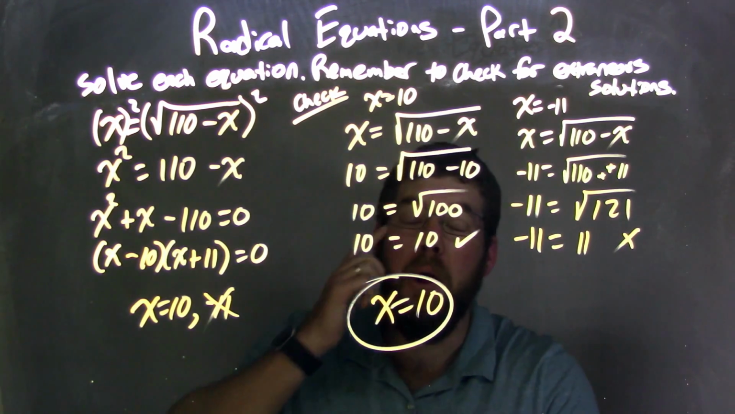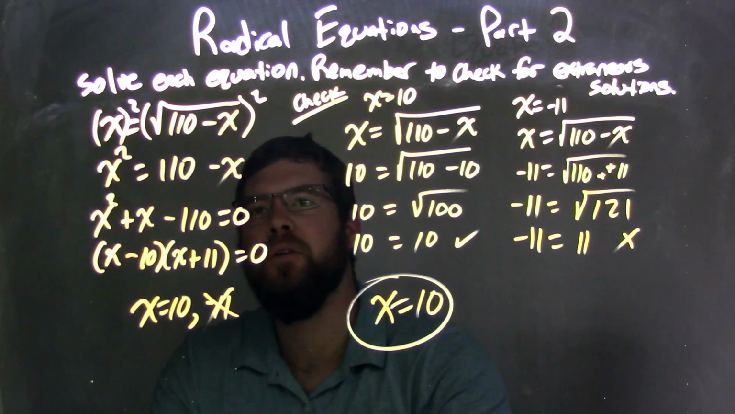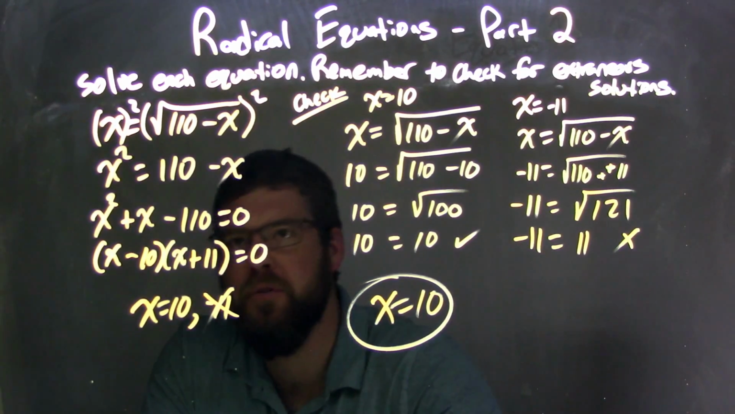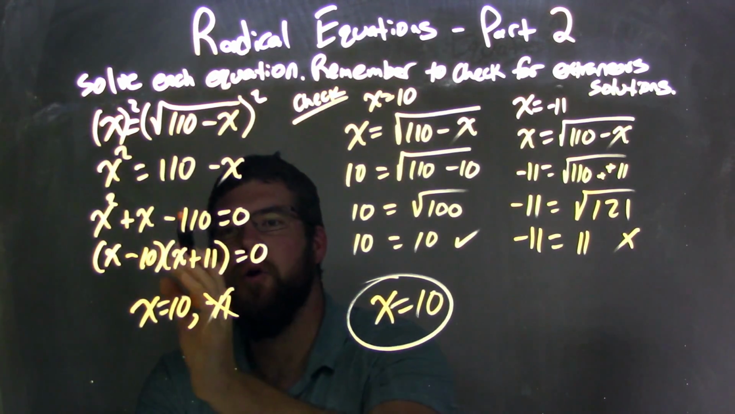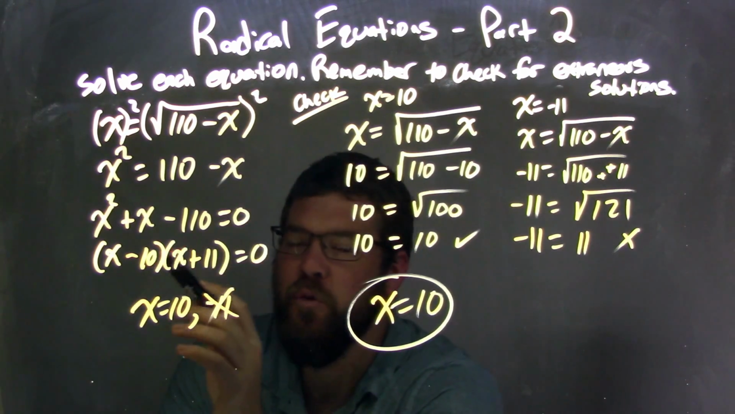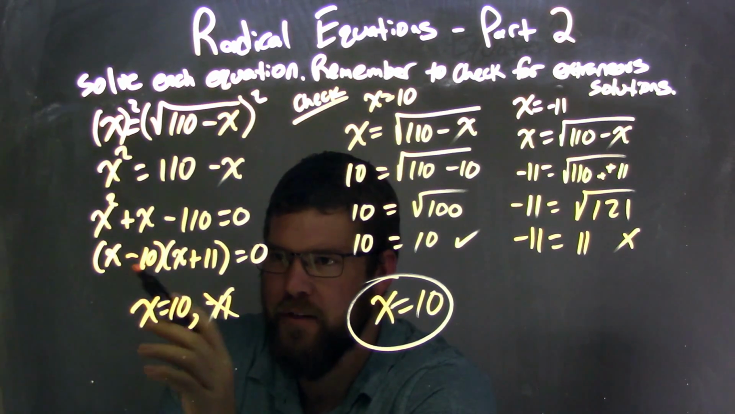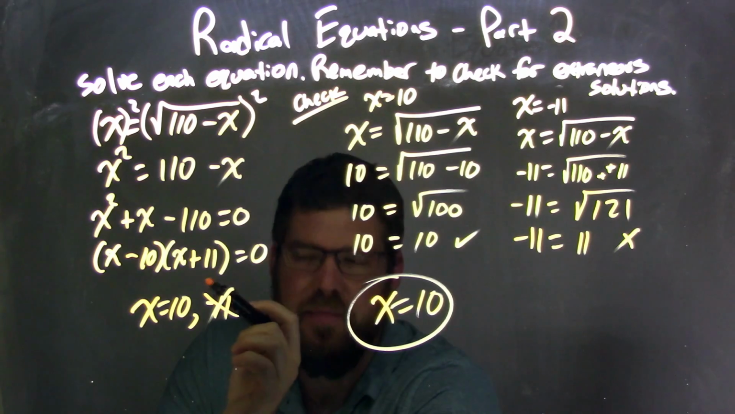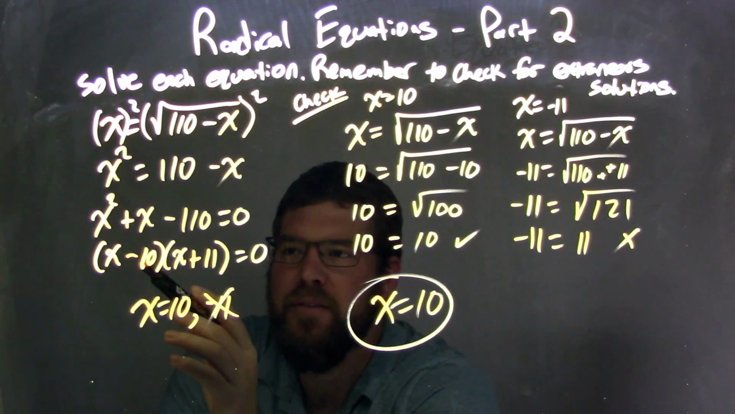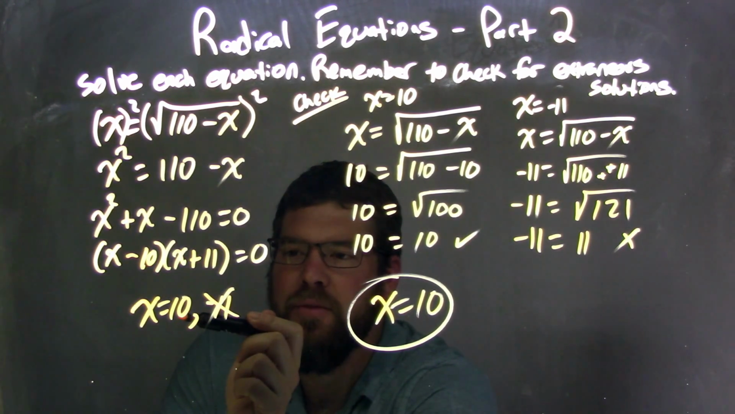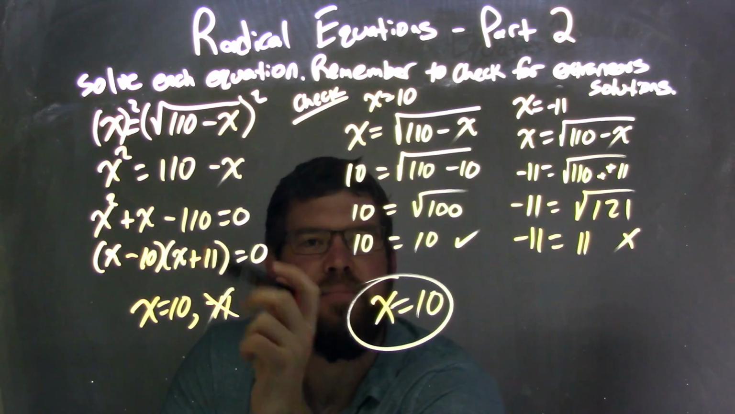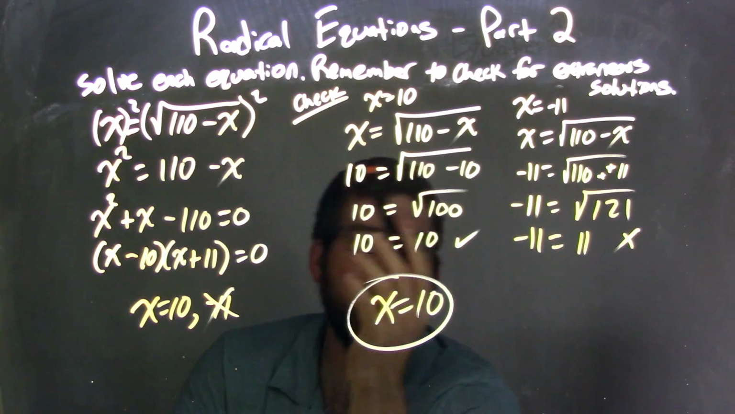So let's recap here. We're given x equals the square root of 110 minus x. I squared both sides, eliminated the radical, and then brought everything over. Then we proceeded to factor, and we ended up with x minus 10 times x plus 11. Solved that, setting each part equal to 0, getting x equals 10, x equals negative 11. So then I had to check. I take both those values and plug them in.